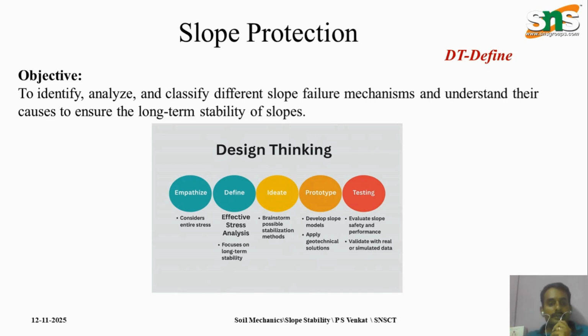In the context of design thinking, the first step is empathize. Here we empathize with the problem by observing slope failures, understanding soil behavior, and identifying the factors that lead to instability. This helps us design safer slopes and protection measures.